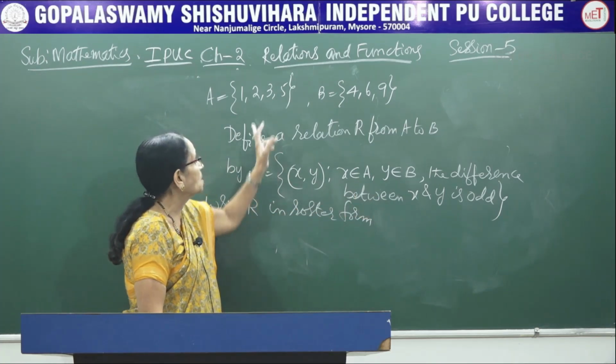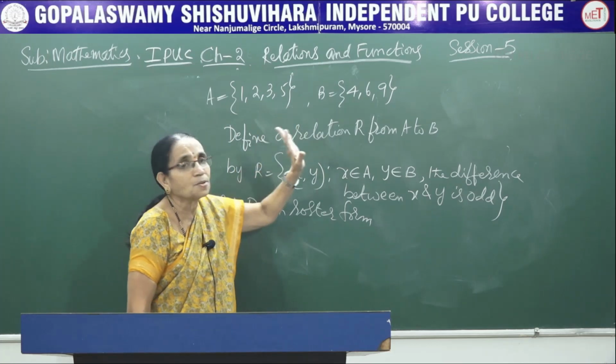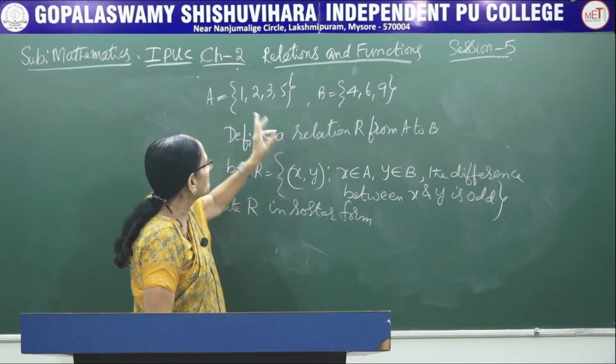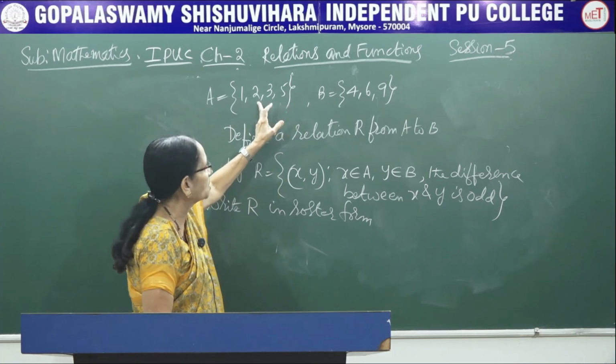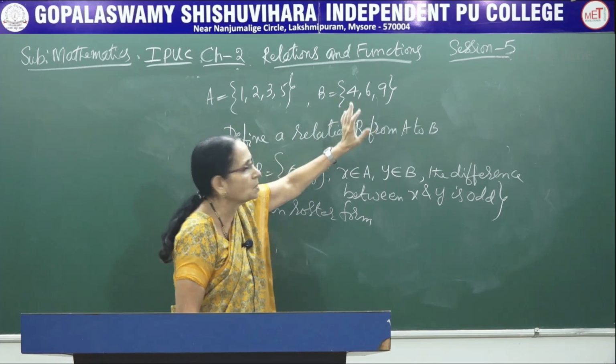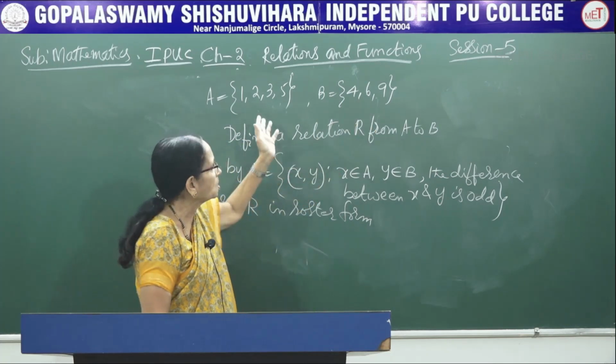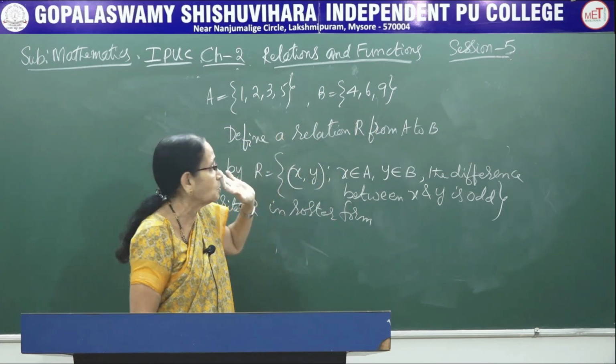So, read it like this. A has 4 elements, B has 3 elements. See, 1, 2, 3, 5: 1, 3, 5 are odd, 2 is an even number; 4, 6 are even numbers, 9 is an odd number. Both the sets contain both even and odd numbers.